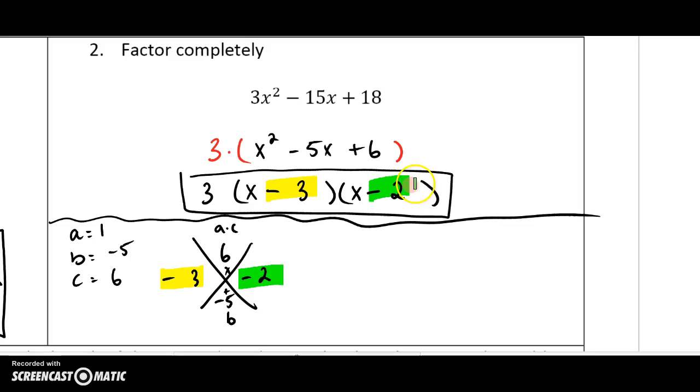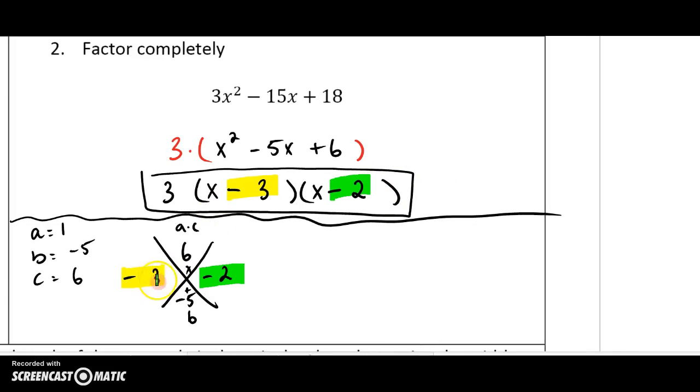Negative 3 was one of our factors. It goes with that x in one of the factors here. Negative 2 is also one of them that comes from our diamond. That also goes in our other factor.